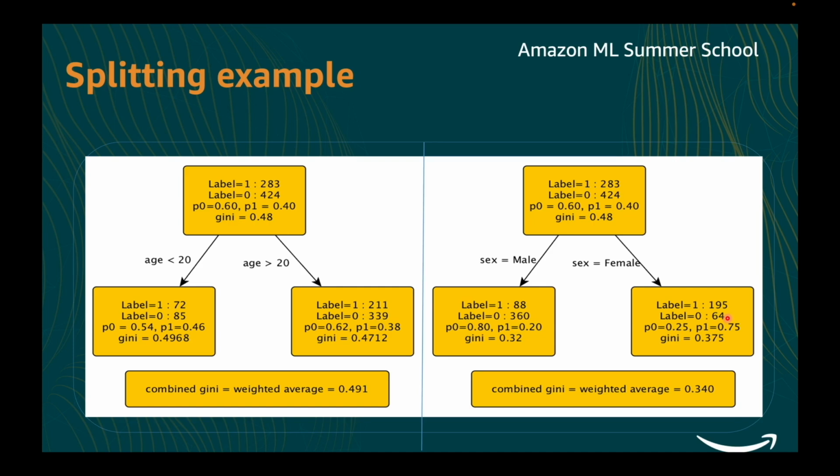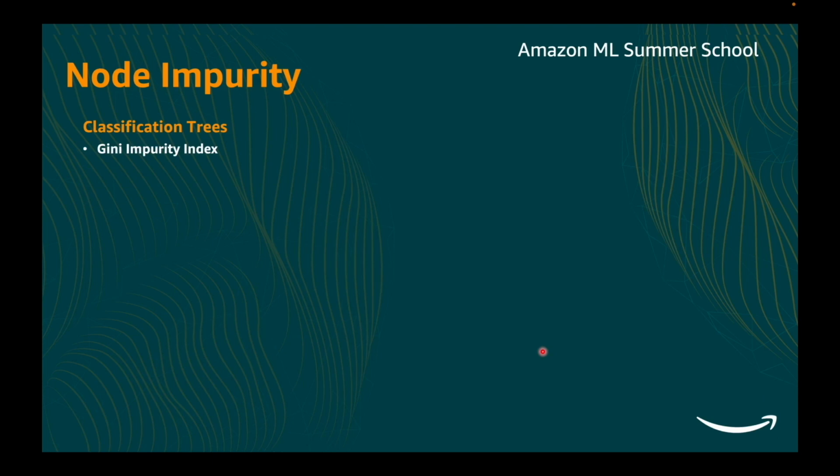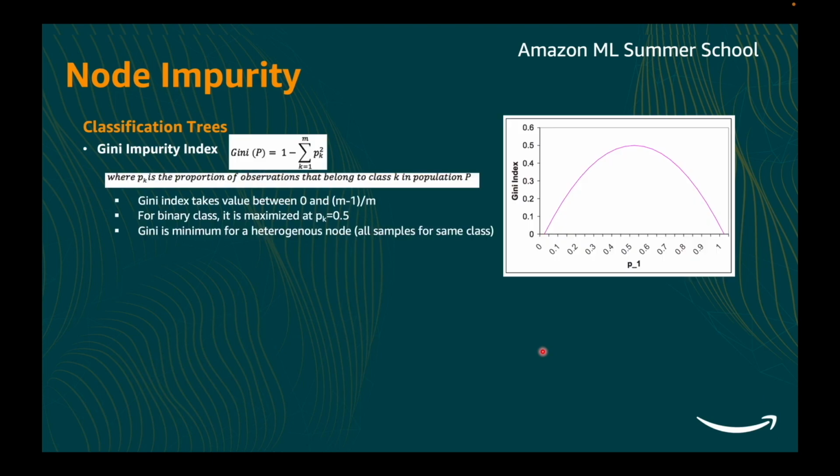The ideal case is that this splitting criteria is perfectly able to split a dataset in such a way that all of the examples in this node have the same label, and all of the examples in this node have the opposite label. That is our ideal case. And in that case, the Gini impurity of both of these nodes would be 0. So Gini is a criteria which is used to measure the impurity of each node.